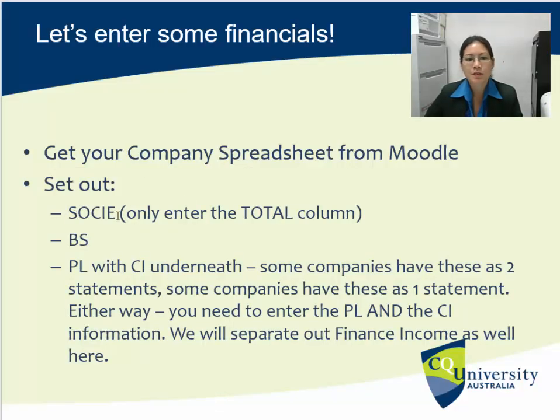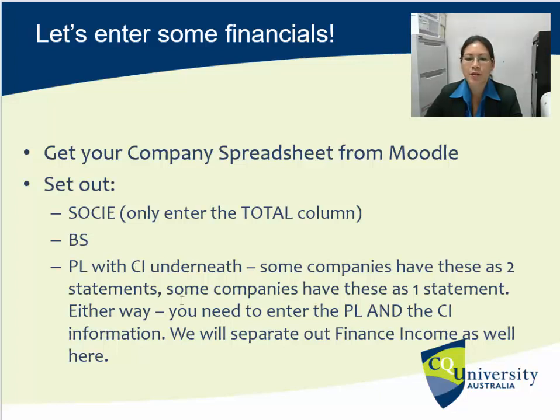So we set it out, we enter the statement of changes in equity first. We only enter the total column. So I'm just going to go and show you the financials, what I mean with that soon. Then we'll enter the balance sheet. Then we'll enter the profit and loss with the comprehensive income section underneath the profit and loss. We'll enter the income statement first and the comprehensive income statement next.